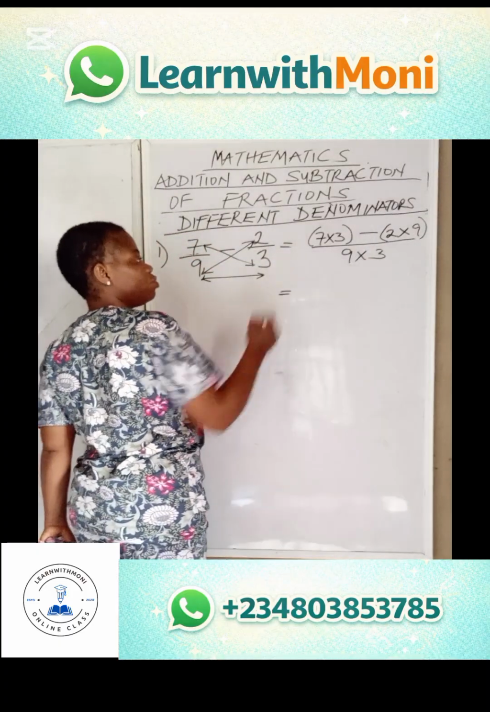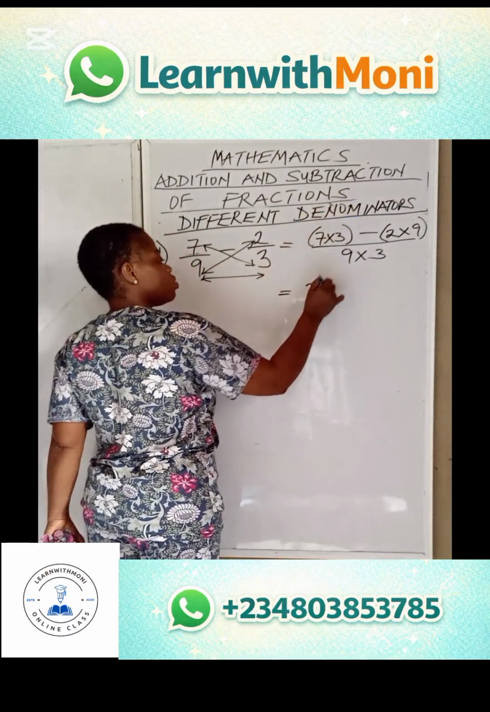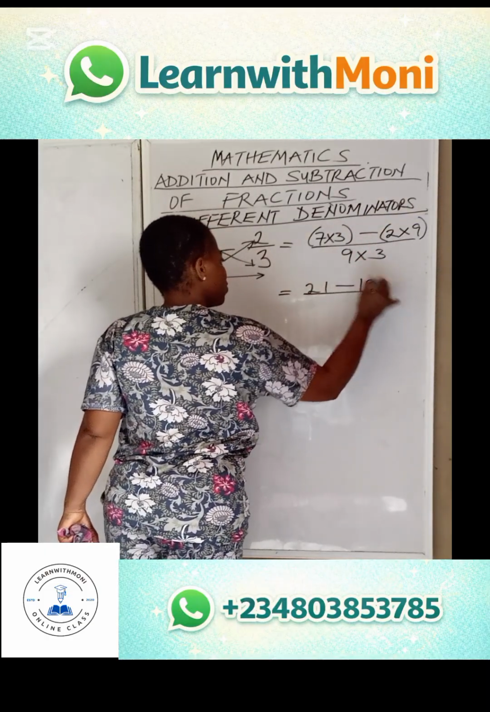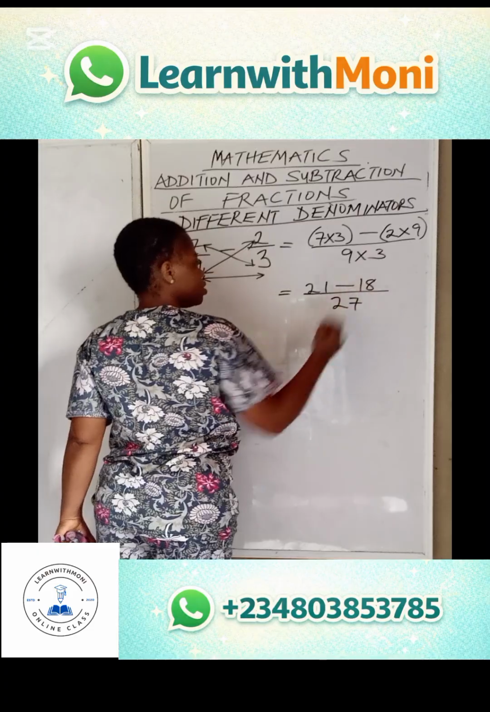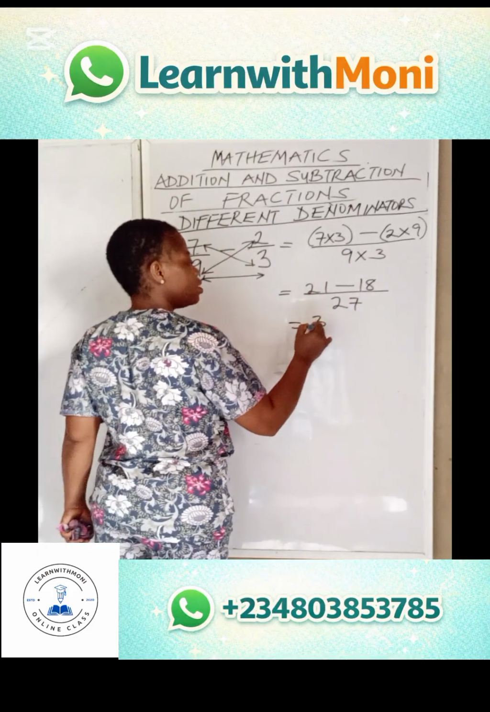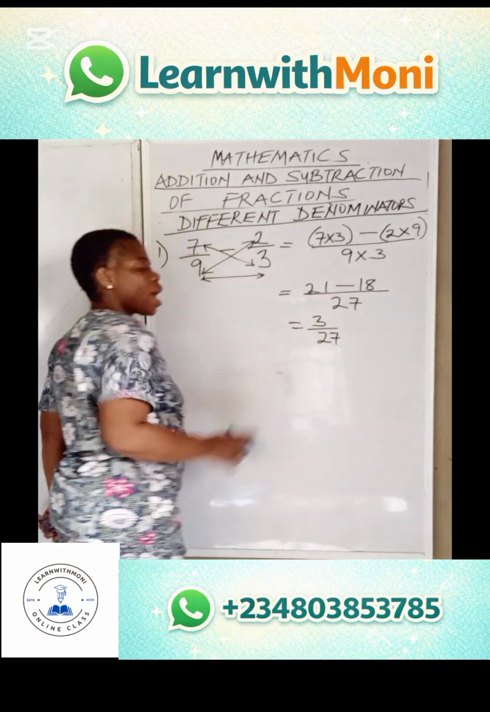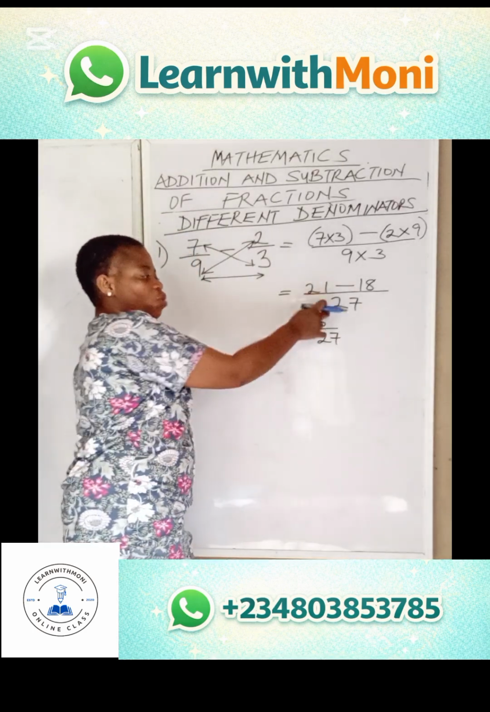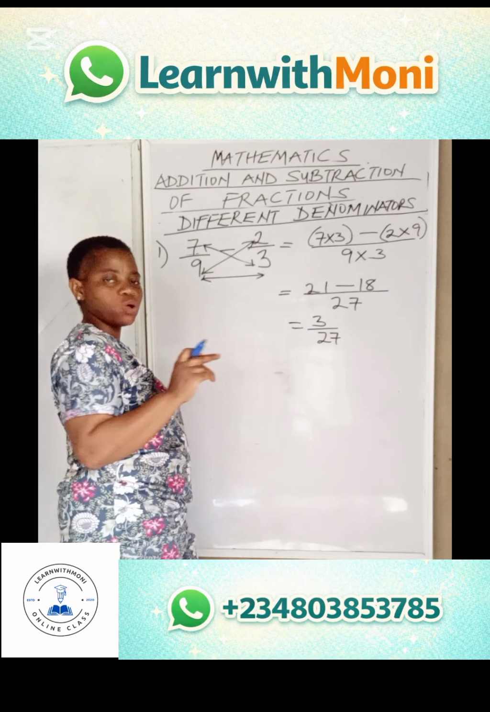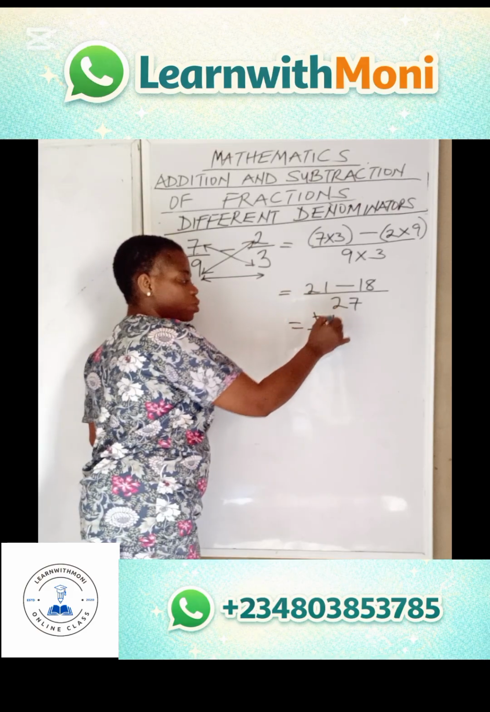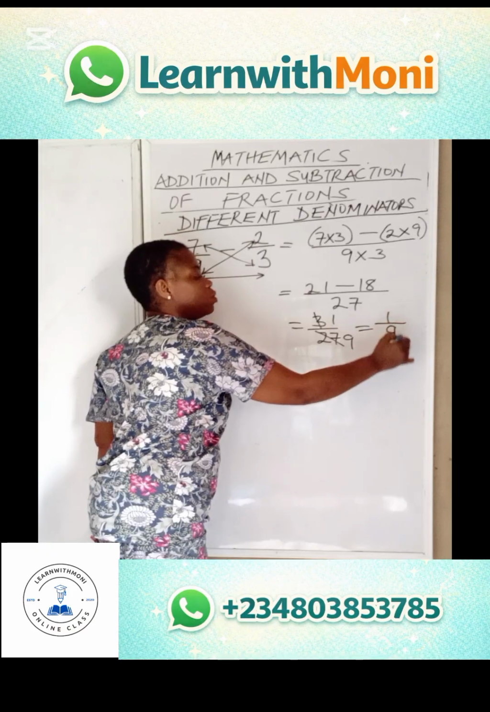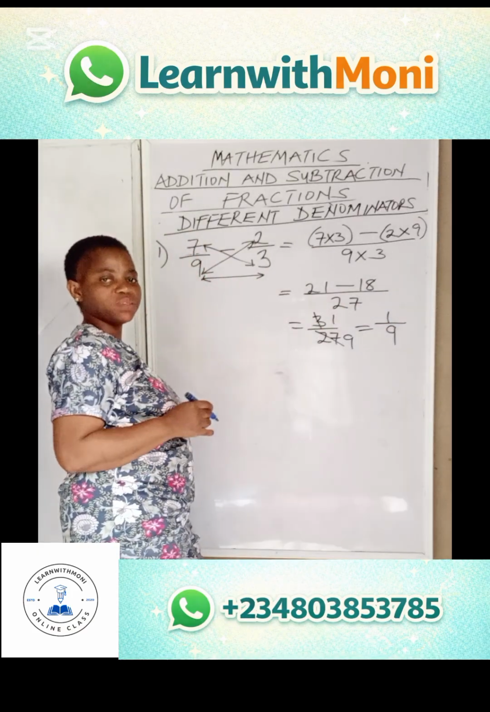So let us do this. 7 times 3 is 21 minus 2 times 9 is 18 over 9 times 3 is 27. This is giving me 21 minus 18 is 3 over 27. I won't leave my answer this way because 3 is a common factor of 3 and 27. I will reduce it to the lowest term. 3 divides 3 once. 3 divides 27 9 times. That means my answer is 1 over 9. That is the first method.